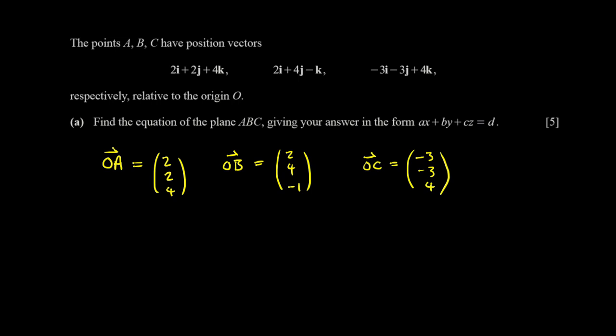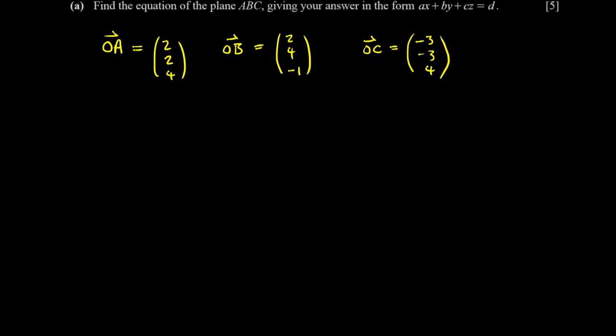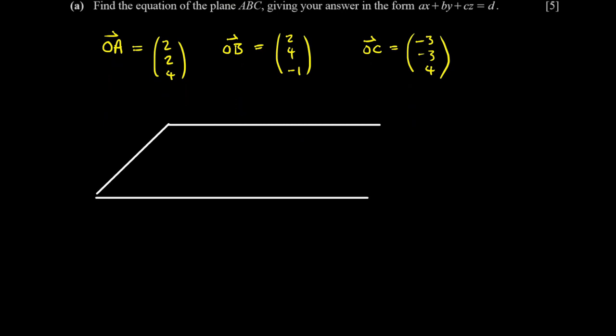Okay, now let's try to think what's going on here. We've got a plane, so I'll try to draw that out roughly. So we've got a plane like that, and here's our origin point. Say that is O. And we've got these 3 points here, so A and B, and let's say that's C there.